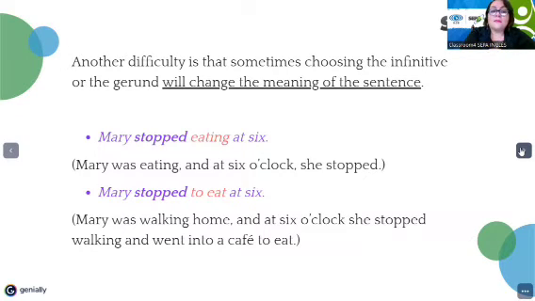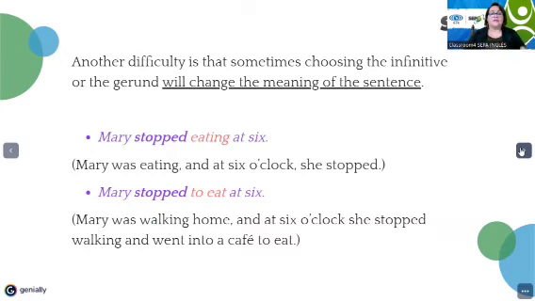Second, Mary stopped to eat at 6. Mary was walking home, and at 6 o'clock, she stopped walking and went into a cafe to eat. What is the difference? In the first structure, I say, Mary stopped eating at 6. Imagine Mary was eating, the action was in progress, and at 6 o'clock she stopped, done, and she didn't eat anymore, okay? That is the first sentence.